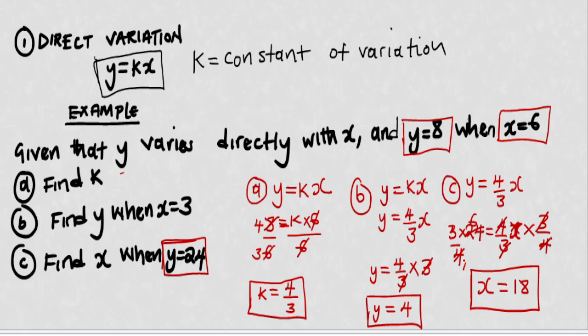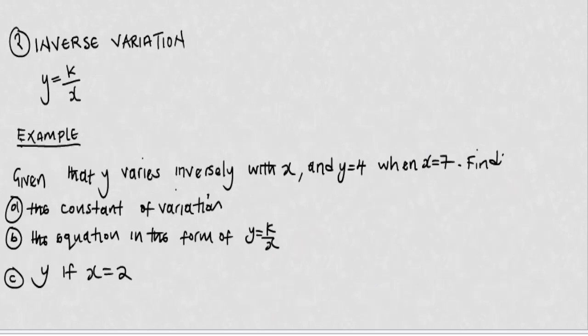Now we're going to proceed and look at questions on inverse variation. Now, what is an inverse variation? An inverse variation is a type of variation where if one variable is increasing, the other one is decreasing. And if one variable is decreasing, the other one is increasing. So that is it with inverse variation.